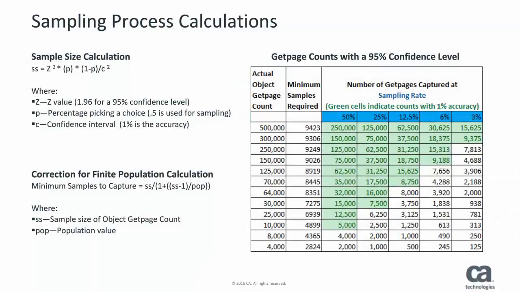In this section, we'll show the sampling process calculations and explain how to select a sampling rate. The sampling process is based on proven sample size and correction for finite population calculations. In the table, each row shows an actual object Getpage count, the minimum number of samples required for 1% accuracy with a 95% confidence level, and the number of Getpages captured at each available sampling rate. The green shaded cells indicate Getpage counts with 1% accuracy.